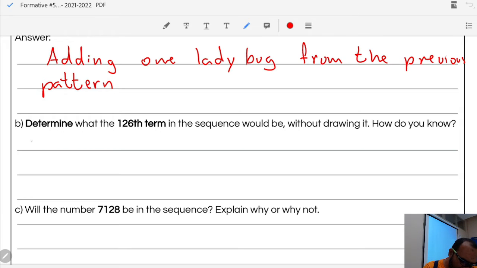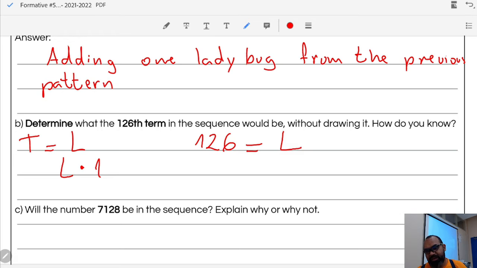It is a position, term, I write T for terms, okay, equals ladybugs. What do you mean, mister? First term or first position, 1 ladybug. Second term, 2 ladybugs. Third term, 3 ladybugs. Or times 1. You can write like this, ladybugs times 1. Great, it is the same thing. Now, as we know, the position 126, how many ladybugs will be there? 126, because ladybugs times 1, 126 times 1. Great.